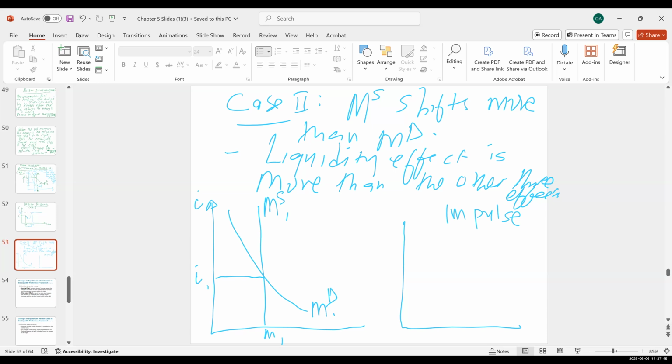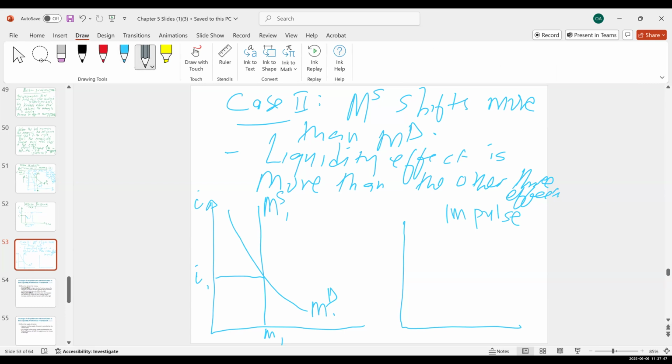So under this case, the money demand curve is going to shift less than the money supply curve. So the money demand curve shifts to the right, like MD2, and the money supply curve shifts a lot. The magnitude of the shift of the money supply curve is greater than the magnitude of the shift of the money demand curve. So here, the new equilibrium is where the two green lines intersect. See? So the interest rate is going to fall a little bit in this case.